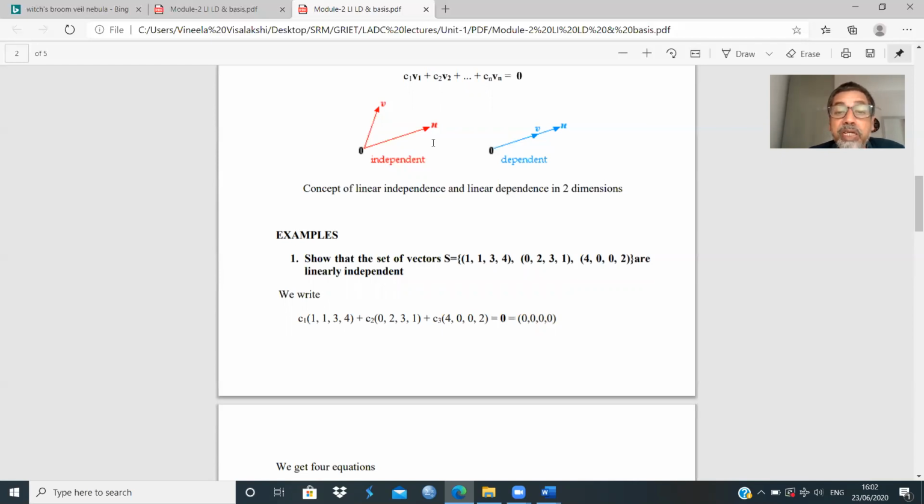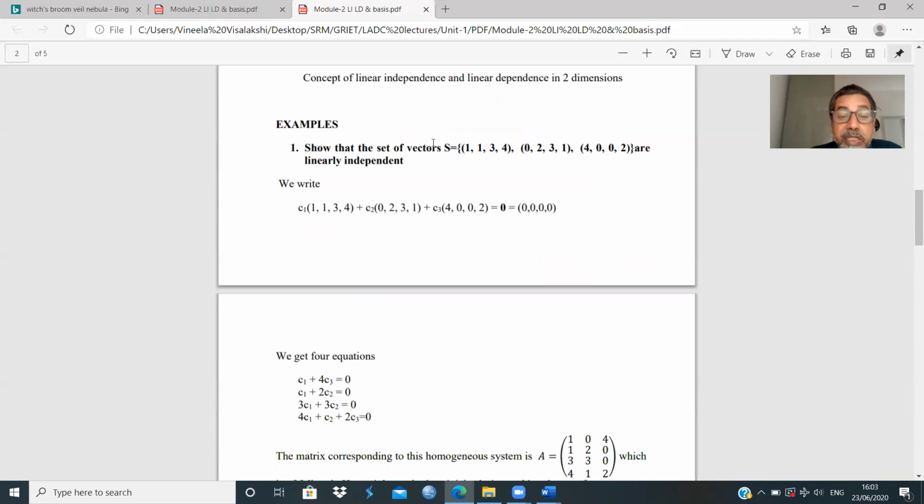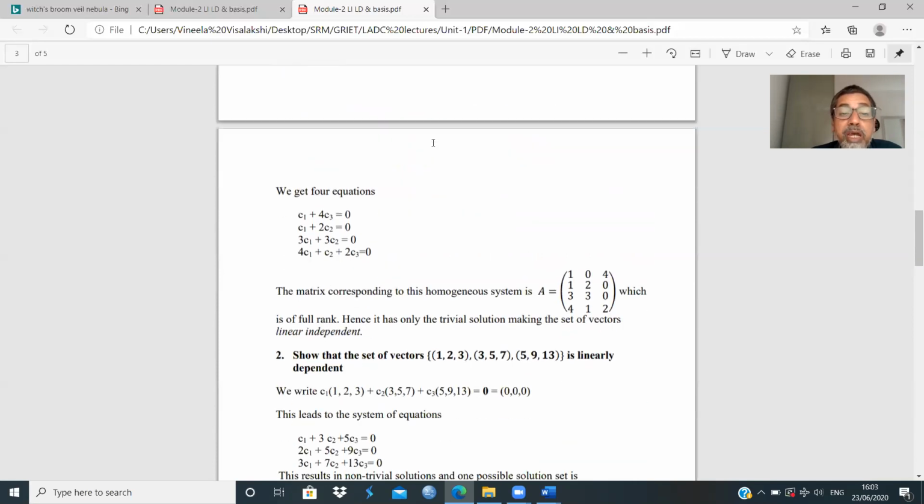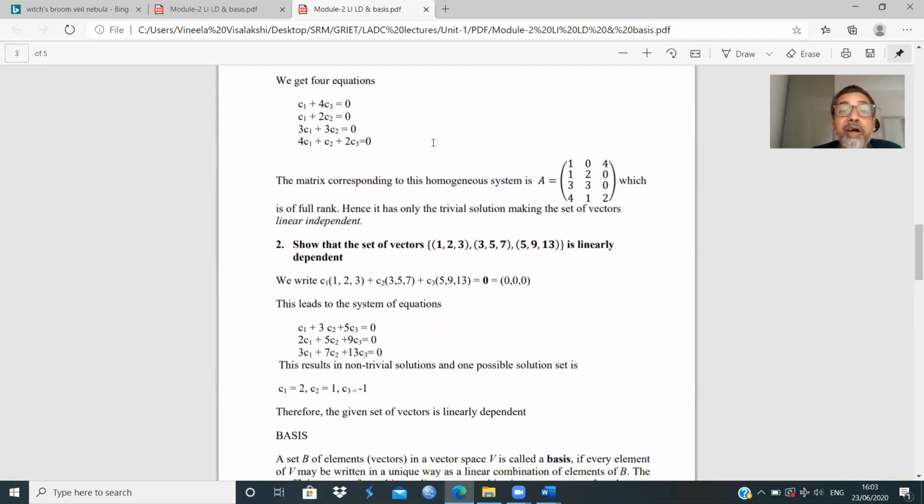Suppose we consider the set consisting of (1, 1, 3, 4), (0, 2, 3, 1), (4, 0, 0, 2), and we want to check the linear dependence or independence. So set up the equation C1 V1 + C2 V2 + C3 V3 = 0. In this case, the zero vector is the four-dimensional zero vector (0, 0, 0, 0). Set up the simultaneous equations and then try to find the rank of the coefficient matrix.